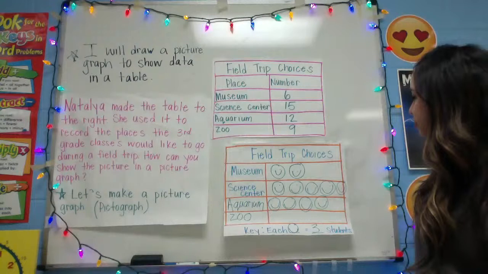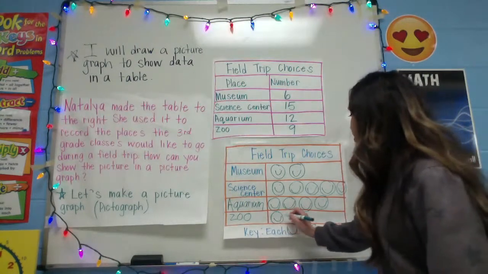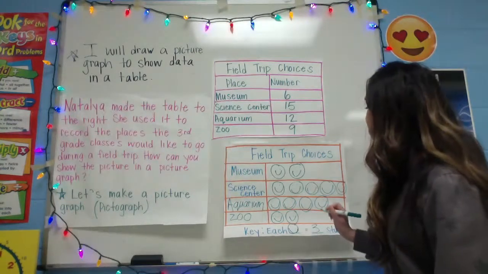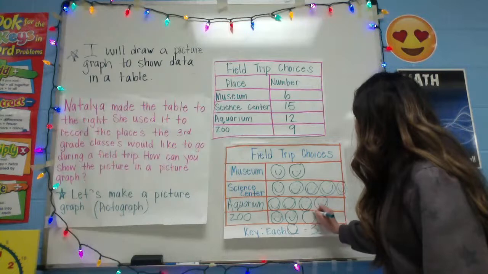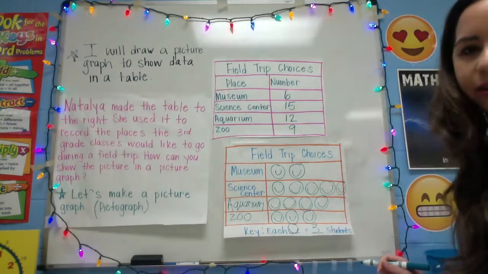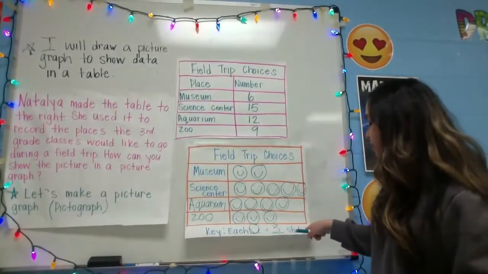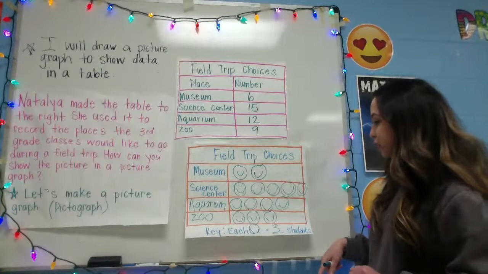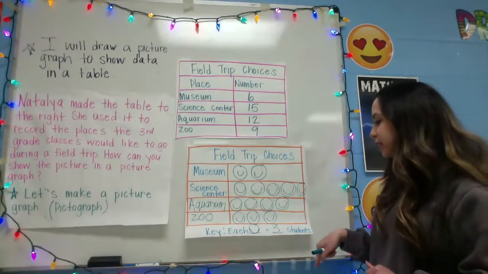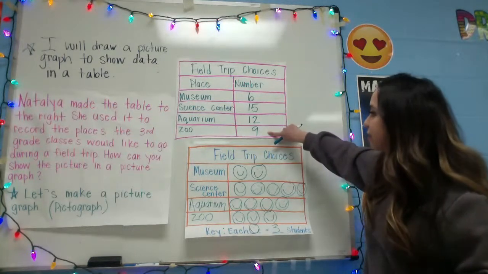Zoo. 9 students want to go to the zoo. So we have one smiley face is 3. Another smiley face, that's 6. We're counting by 3s. So one more smiley face, look here, is 9. And again, if you know the key, each smiley face represents 3, you can use your multiplication facts too. 3 smiley faces, each stands for 3 students. 3 times 3 is 9.